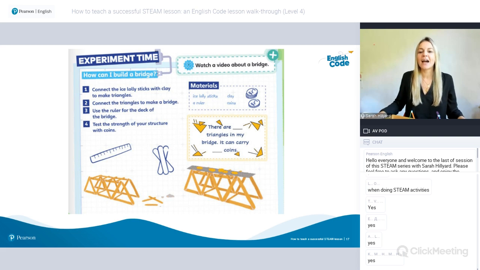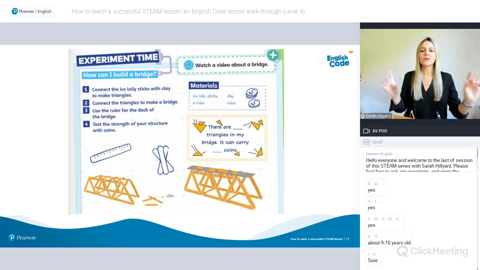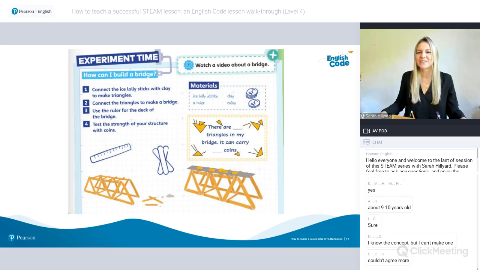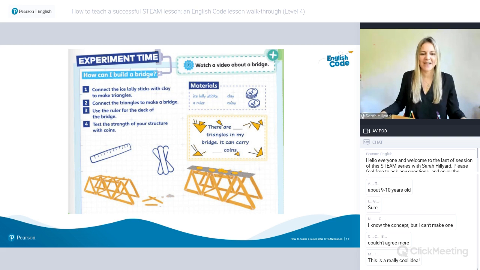So say with me now, now I know how to build a bridge. Come on, everybody. Now I know how to build a bridge. Well done, you're great engineers and mathematicians.